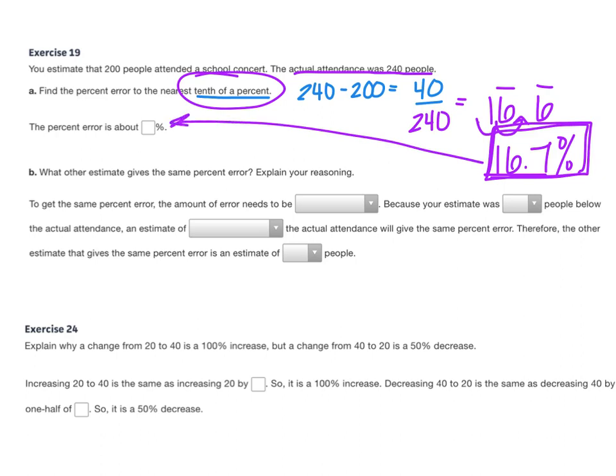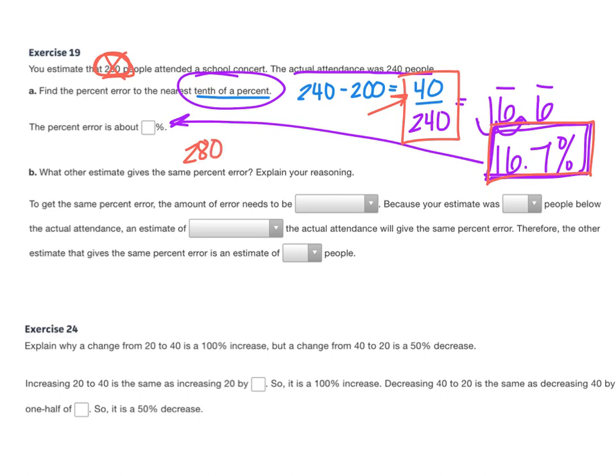And then it says, what other estimate would give you the same percent error? Explain your reasoning. Well, when we guessed, we said there would be 200 people. We were off by 40. But there's another guess that would make you off by 40, right? So if we want to keep this fraction the same, then our percent would stay the same. Think about it. What other guess, other than 200, would have put us off by 40 people? Like we would have been wrong by 40. Well, instead of being short 40 people, we could have overestimated by 40 people. We could have guessed there would be 280.